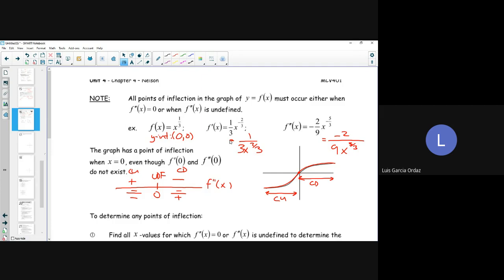Thumbs up if you're good with this, yes or no. So in order to determine concavity, you're subbing a positive and a negative x value into your second derivative function. And that will tell you your concavity. Your point of inflection is when you find your y-intercept for your f of x function. Does everybody understand? Okay, perfect.